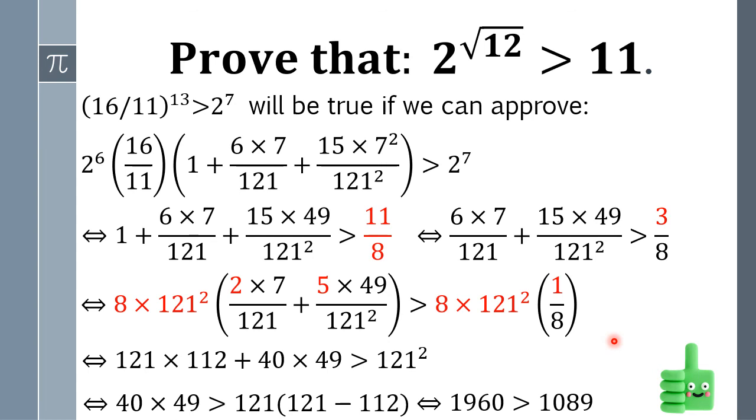So from here, we have proven that 16 over 11 to the 13th power is larger than 2 to the 7th power, and eventually we have proved that 2 to the power of square root of 12 is larger than 11. Job done.